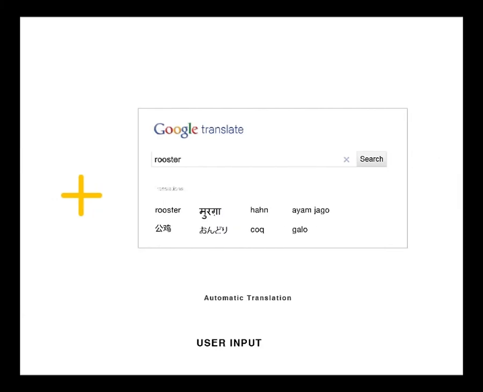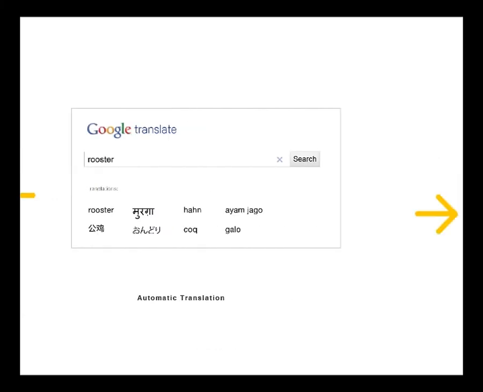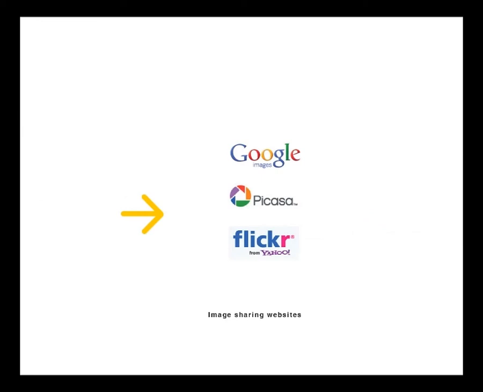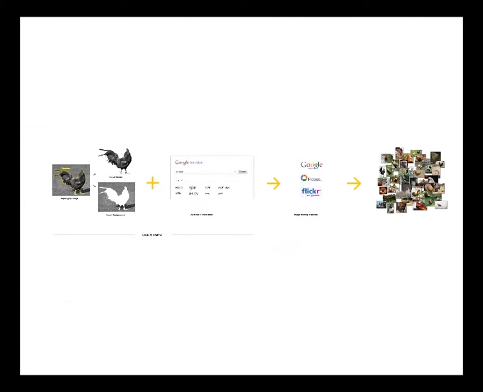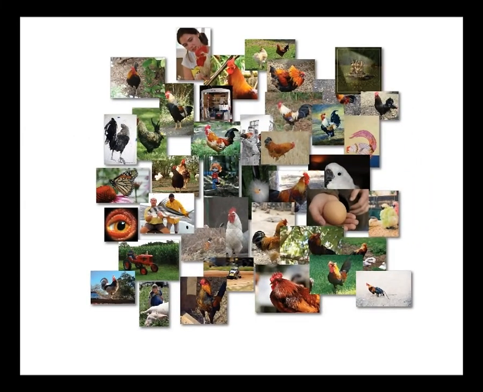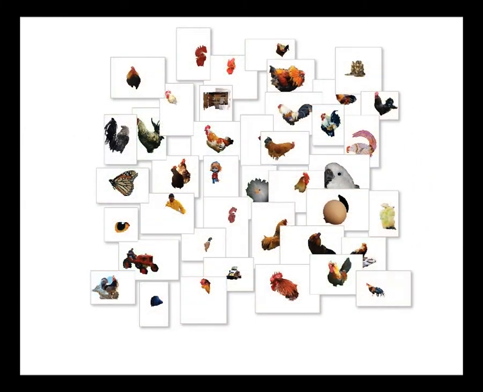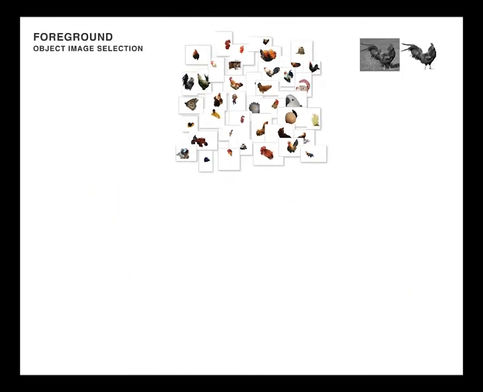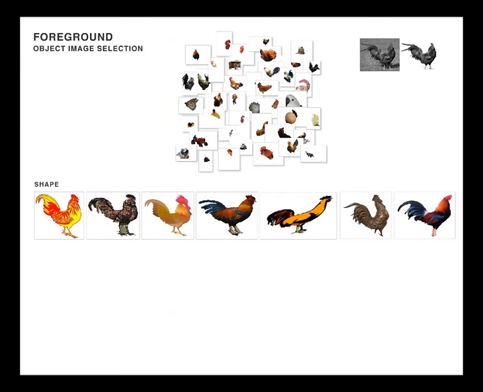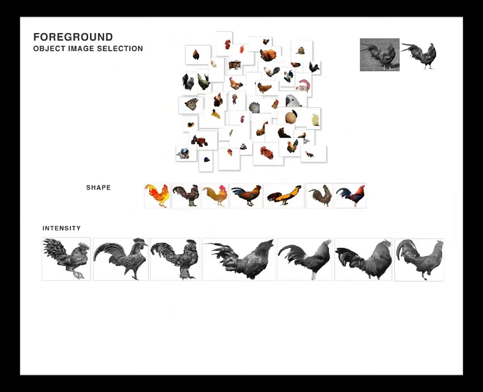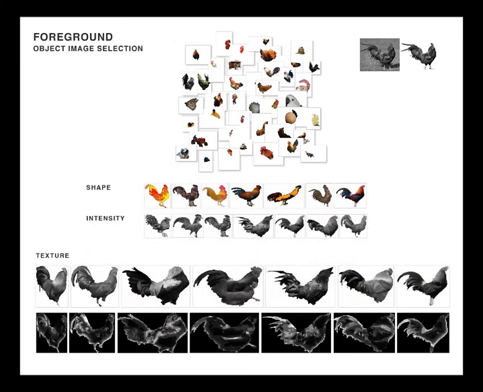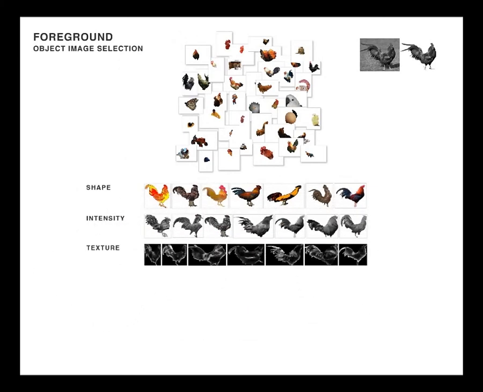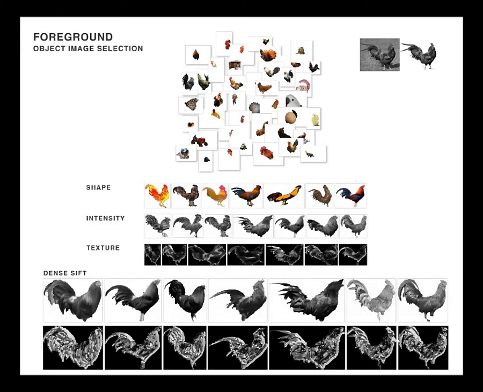Our system then automatically translates the text label to several languages and uses these terms to search for photos in several image sharing websites. To find the most suitable of the downloaded images for our colorization task, our system filters them by segmenting the salient foreground regions and comparing them to the grayscale foreground object in terms of shape, intensity, texture, and dense SIFT features.